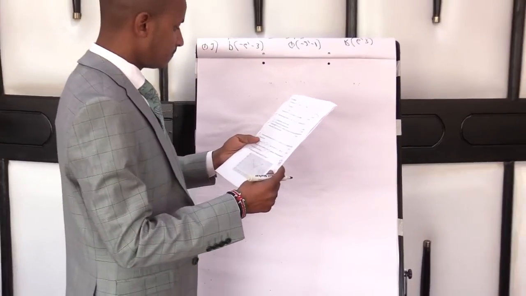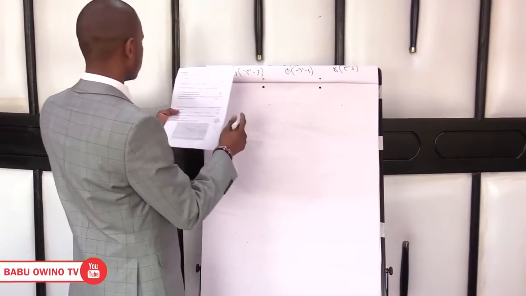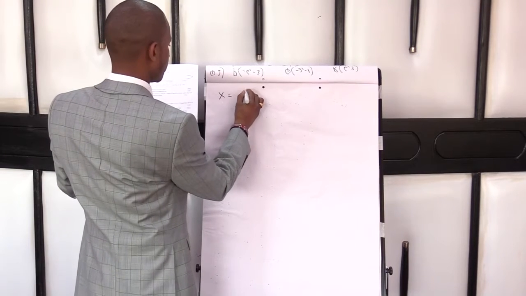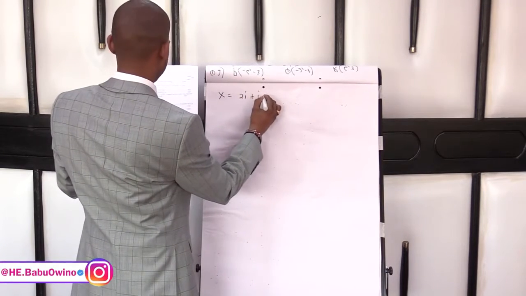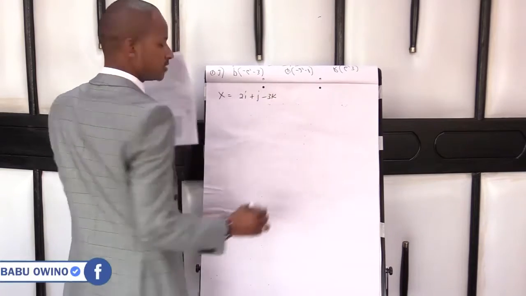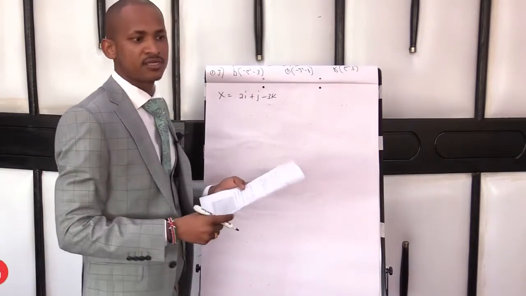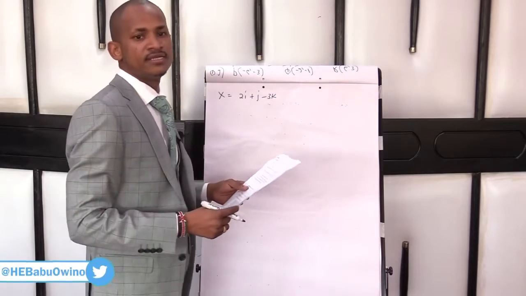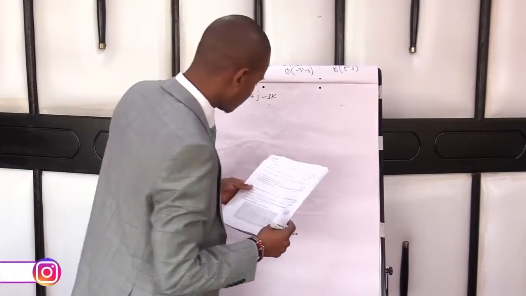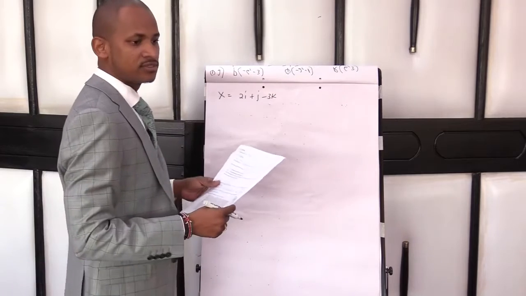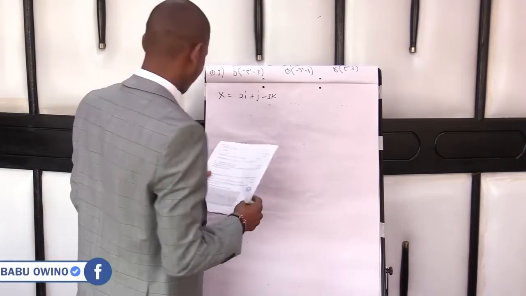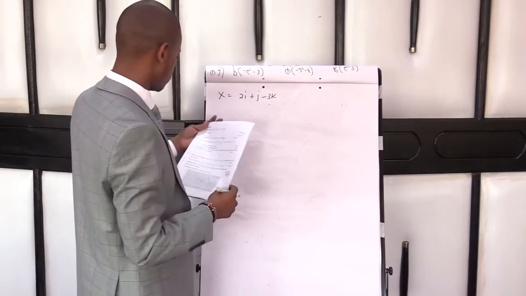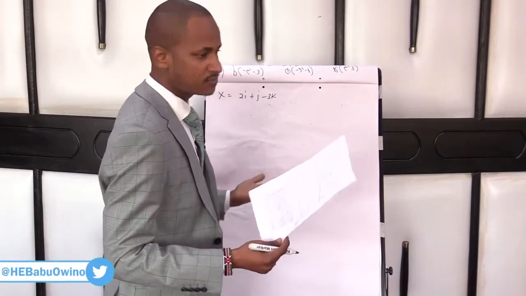The next question: the position vector of x is given by 2i plus j minus 3k. These questions are from the past KCSE examination papers. That is from 1989. 1989, I was just 2 years old. So we decided to compile various different questions to help you, and the setting style is just the same.